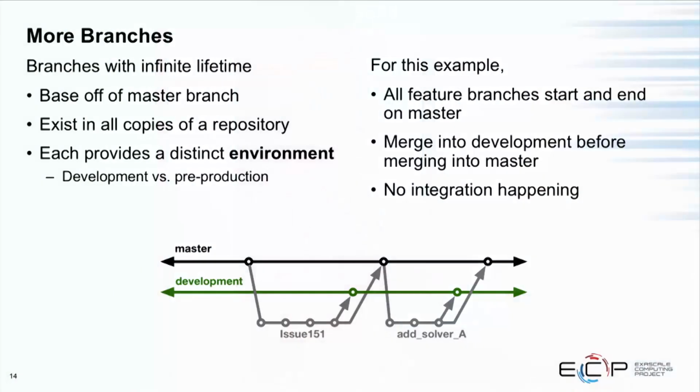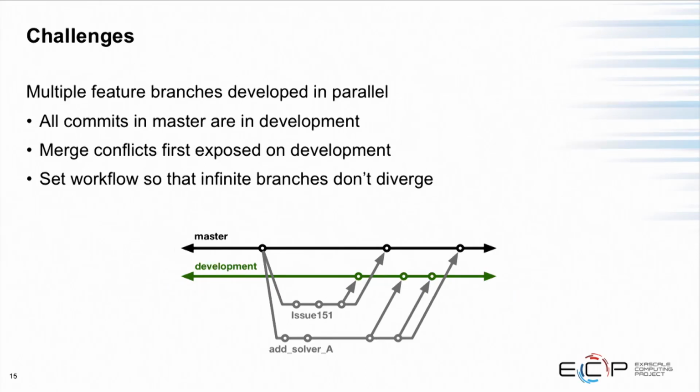There's not really any integration happening because it was all done in series. So if we up the ante a little bit and imagine that those two feature branches were based off the same master and developed in parallel, we'll again realize that there's a race condition. Whoever developed issue 151 is footloose and fancy-free. They get into development, they get into master, no issues whatsoever. However, with add solver A, when they try to merge into development, they're going to find out that there's a conflict.